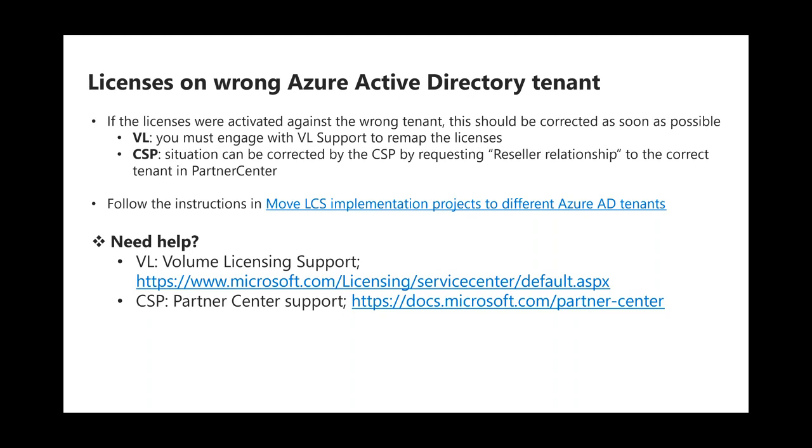And again, if you need further help there, reach out to volume licensing and partner center support if it's about the mapping of the licenses on those tenants. And for anything else, at that stage, you can reach out to the Fast Track team as well, or to product support to help you with this.